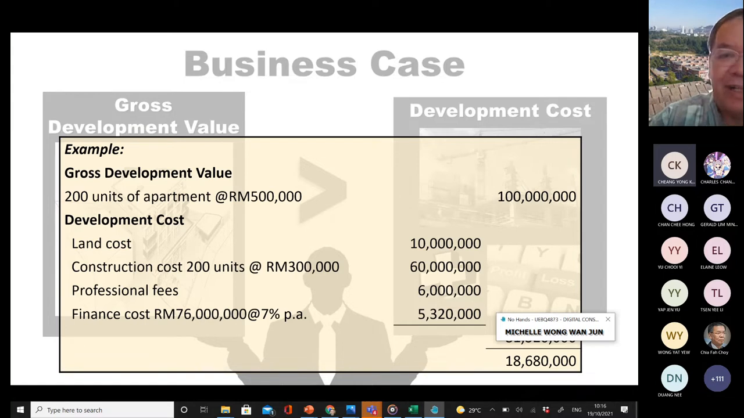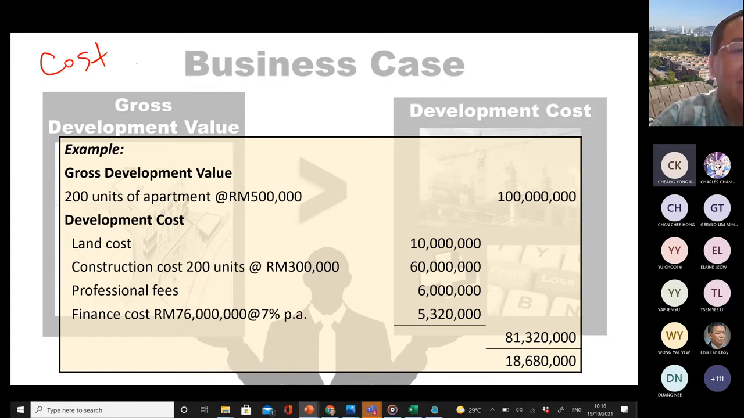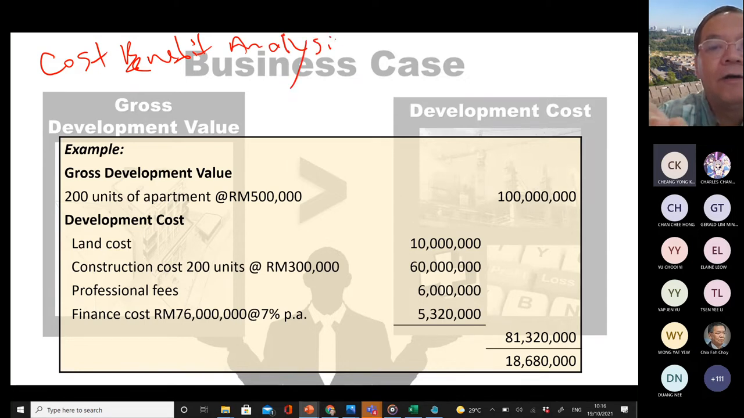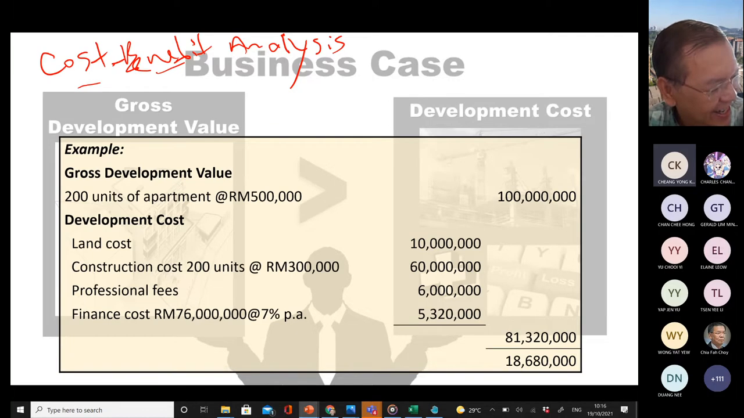Now, for projects that are not for commercial purposes, we call this a cost benefit analysis. Cost benefit analysis. Have you come across this term before? Michelle, have you come across this term before? Cost benefit analysis. I think no. Never.